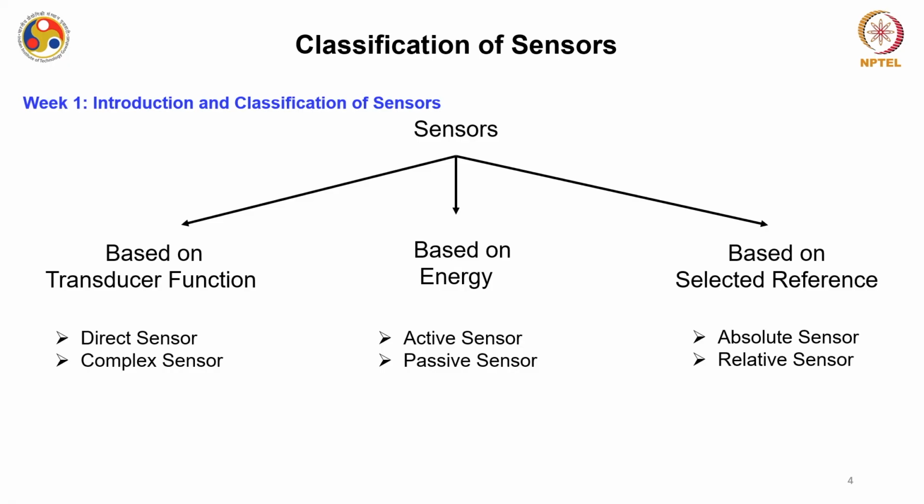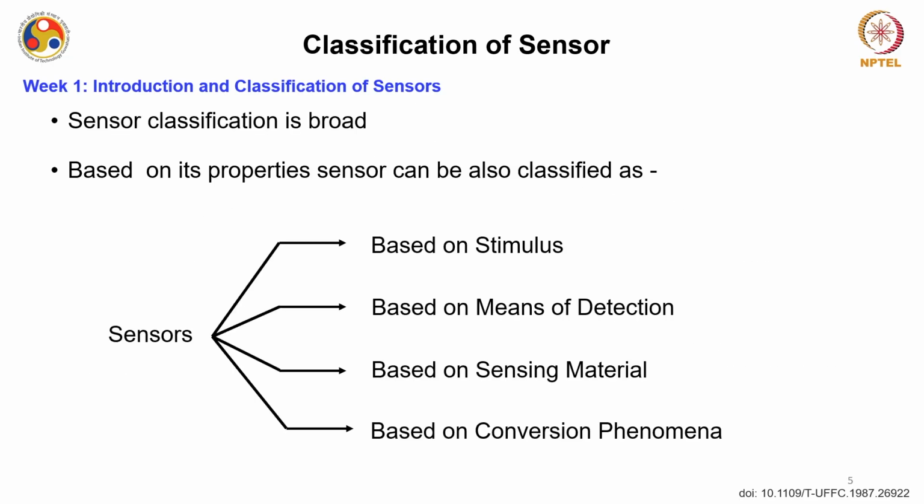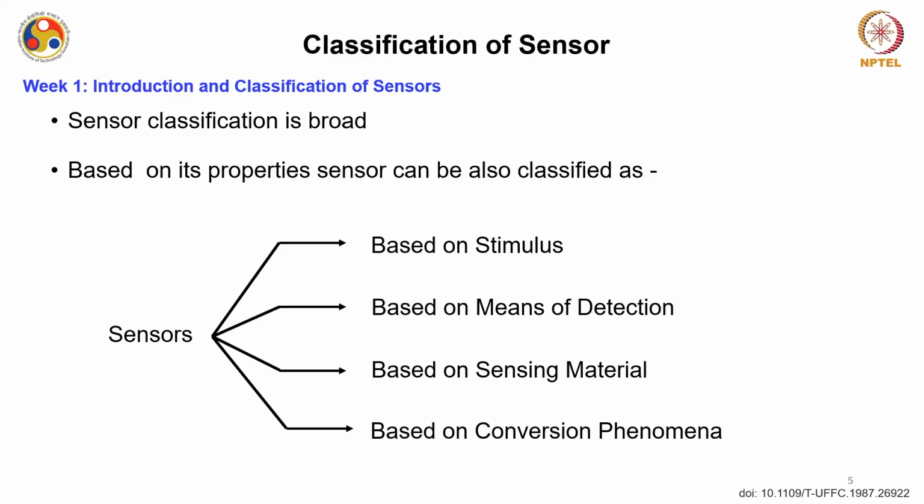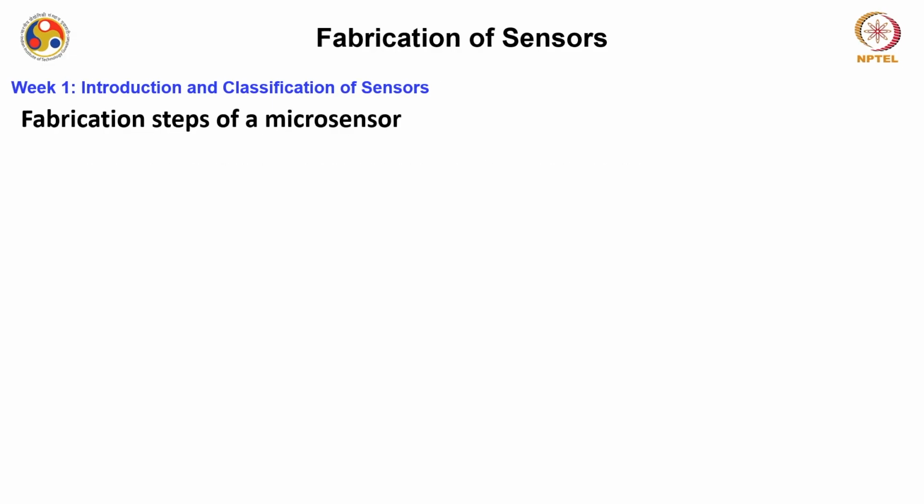Based on the selected reference, we classified these sensors into 2 types, absolute sensor and relative sensor. Then we also saw the classification based on properties, and based on properties we saw various categories, like based on stimulus, based on means of detection, based on the sensing material, as well as based on the conversion phenomena.